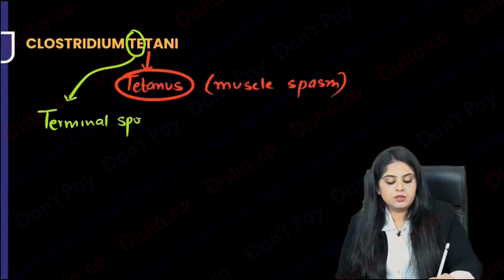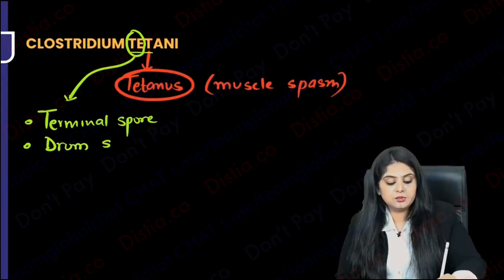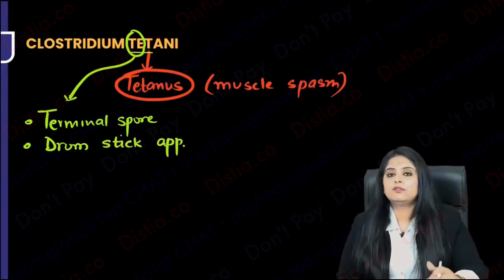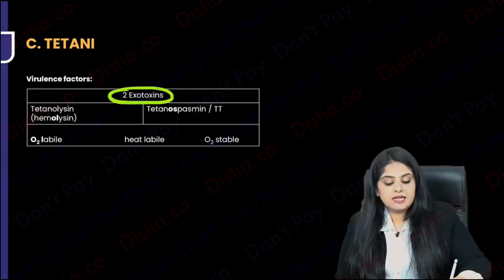And what was the formation? Was it tennis racket? No, it's not TER, it's TET, so it won't be tennis racket, it's the other one. This was the drumstick appearance that you had. So now why does all of this happen? Because tetanus has two exotoxins, tetanolysin and tetanospasmin.